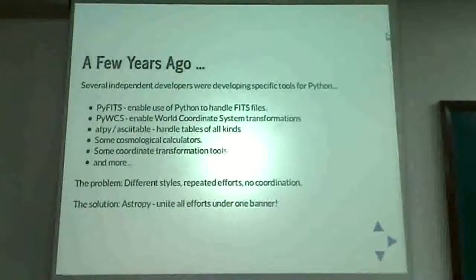Now, a few years ago, if astronomers wanted to use Python for astronomical data analysis, they had to download and install a separate package for it, a separate kind of operation. For example, you'd need a library called PyFits to deal with FITS files, PyWCS to deal with world coordinate systems, ATpy or ASCII table to handle tables. Then there would be a whole bunch of cosmological calculators. There would be some coordinate transformation tools, each one sitting on the respective developers' web pages. You would download and you would install.